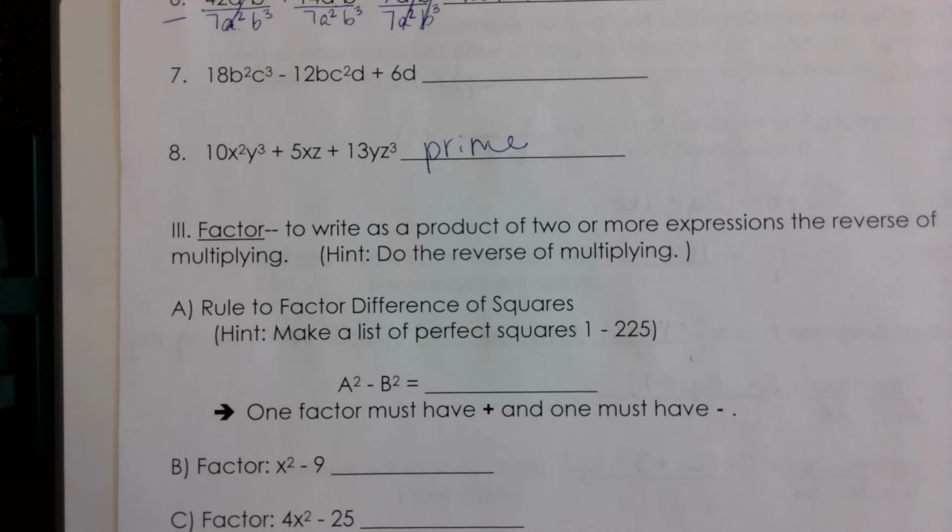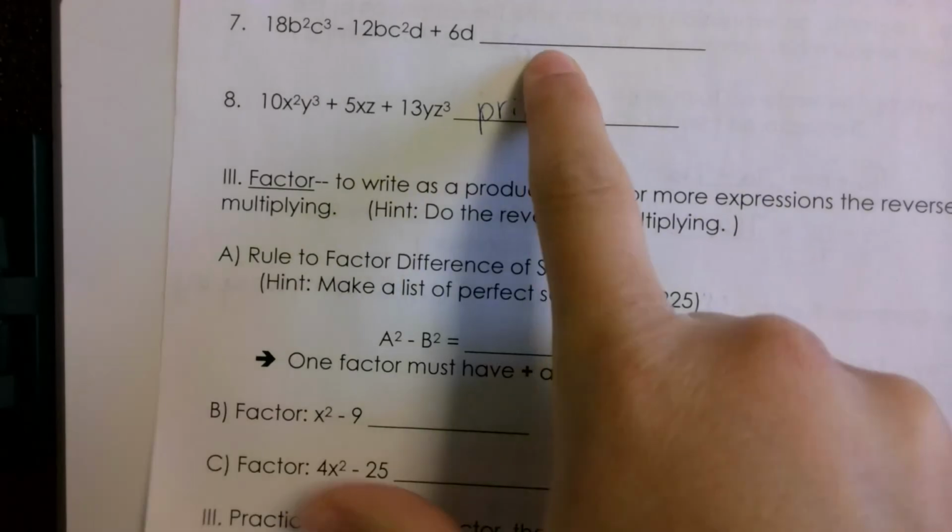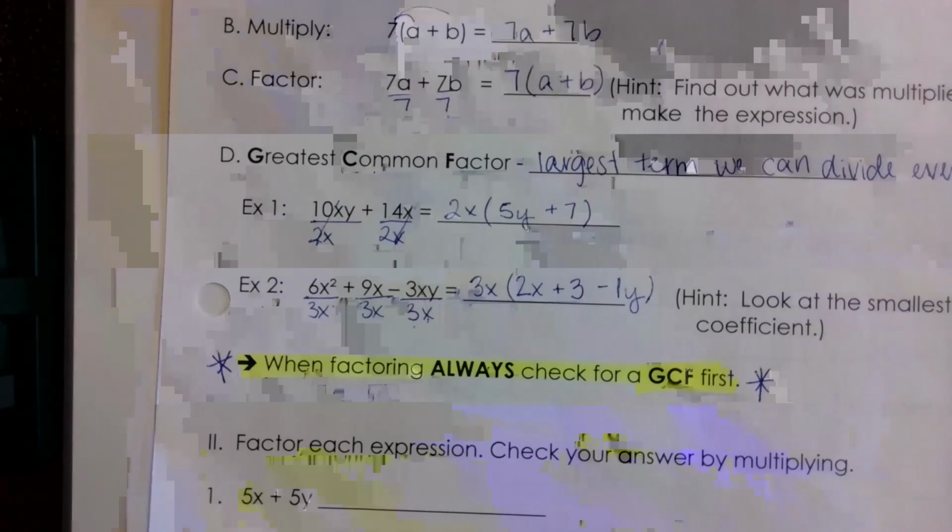Anything else? Okay, so what I want you to do right now is number 7 and 1, 2, and 3. Can we do those on our own? Yeah. All right, cool beans.